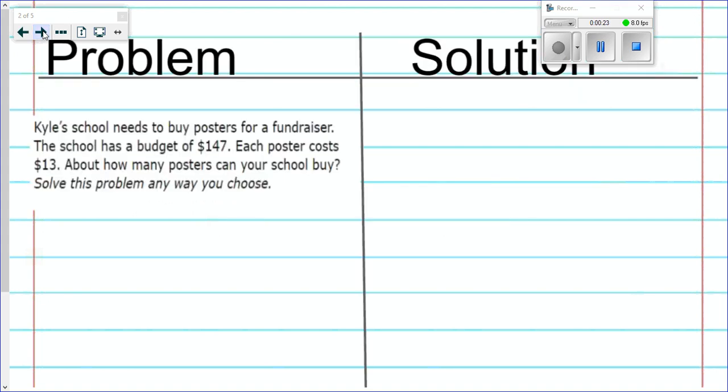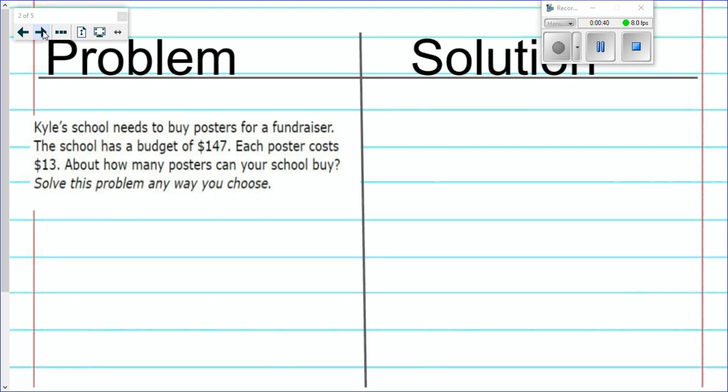Our problem for today states that Kyle's school needs to buy posters for a fundraiser. The school has a budget of $147. Each poster costs $13. About how many posters can your school buy? Solve this problem any way you choose.